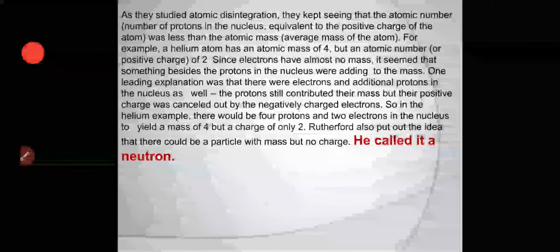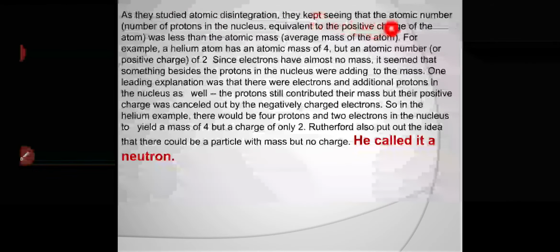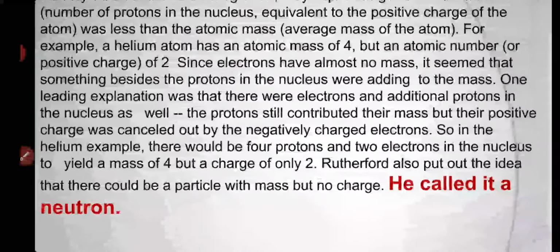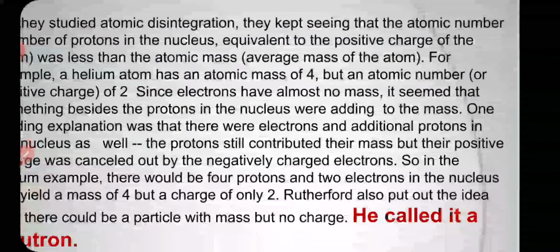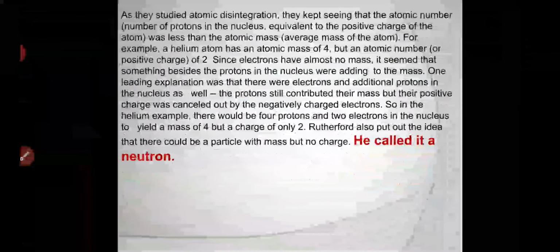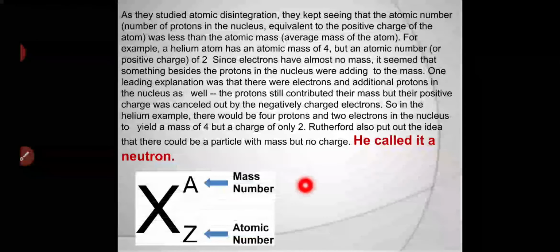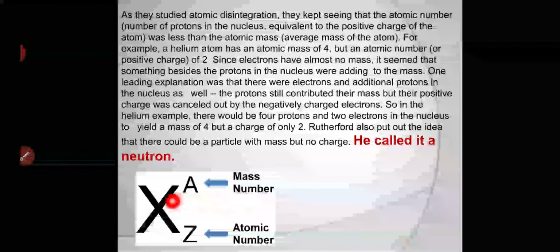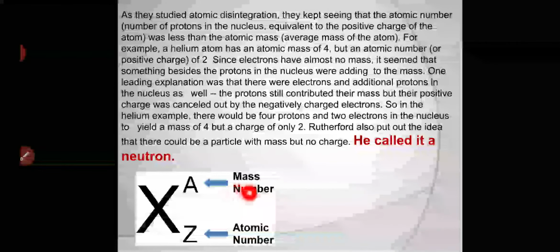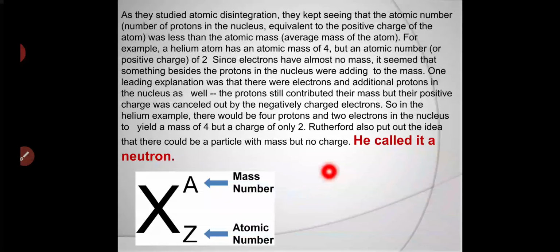But then, when he divided the atom, or during the disintegration of the atom, he kept seeing that the atomic number was less than the atomic mass. If you take helium, we write the atomic number at the bottom, which we are going to study afterwards, and the atomic mass at the top.